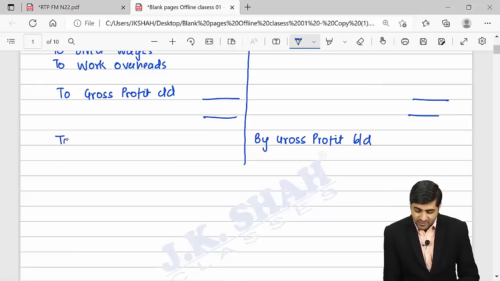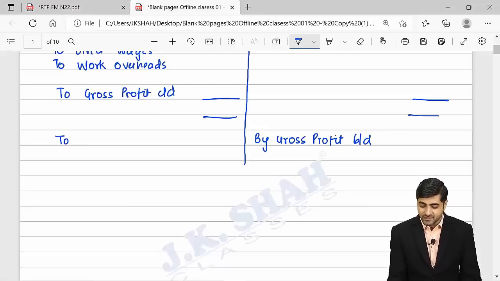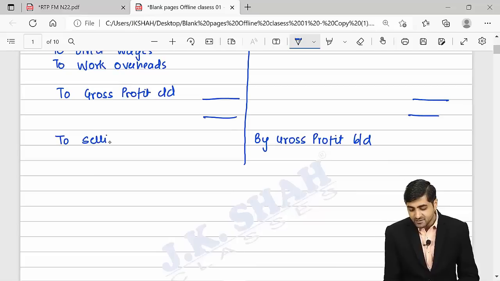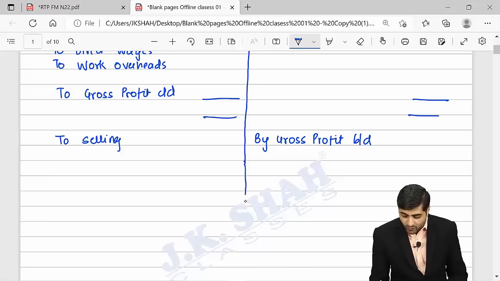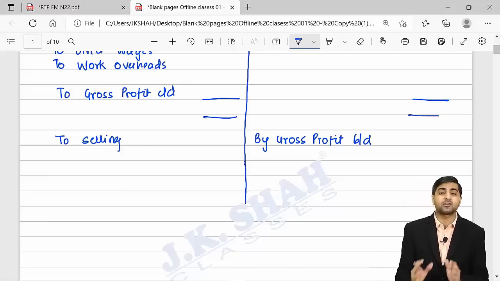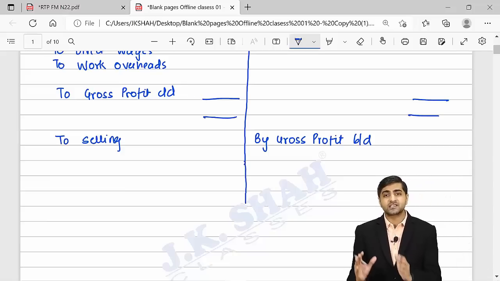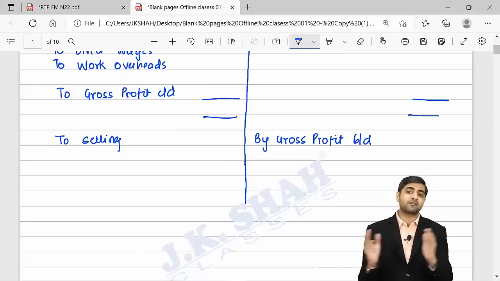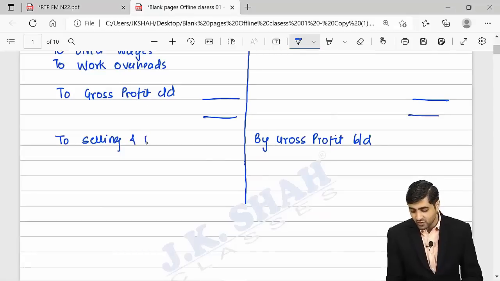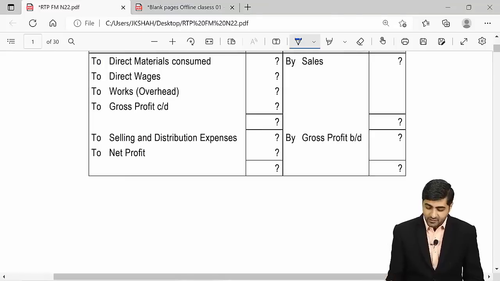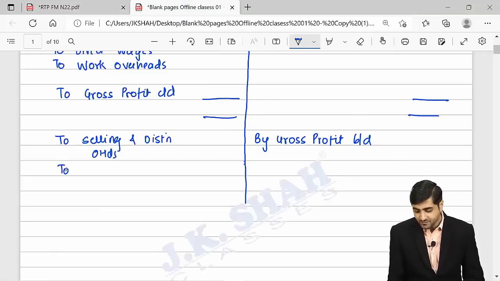So this question will take a little bit of time for you to understand, but the main thing is the process of solving the question is very important. You should always know from where to start the particular question, especially in questions where the ratios are available and we have to prepare the financial statements. So then we have selling and distribution overheads, and then we have the net profits.